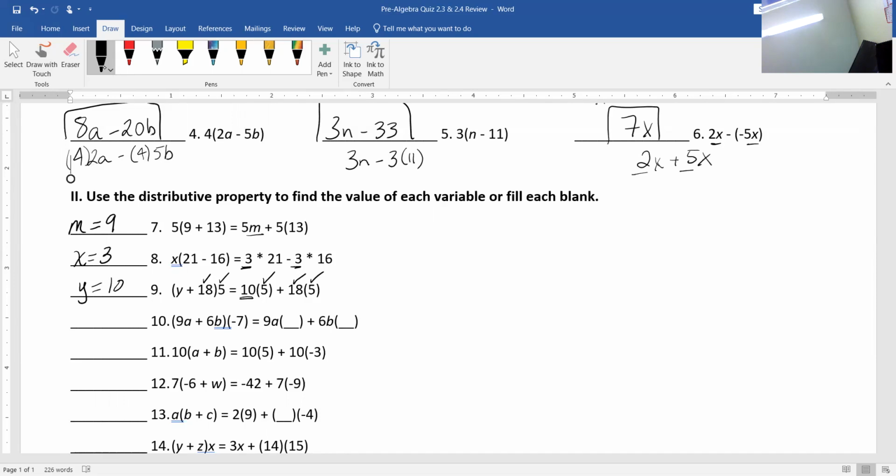Process of elimination helps if it looks confusing. Okay, so number 10 says 9a plus 6b times negative 7 equals 9a, fill in the blank, times what plus 6b times what? Well, we can see here that we have distributed our negative 7 to multiply it by 9a and 6b. So in this case, it's negative 7 that would go in the blank for both of those.